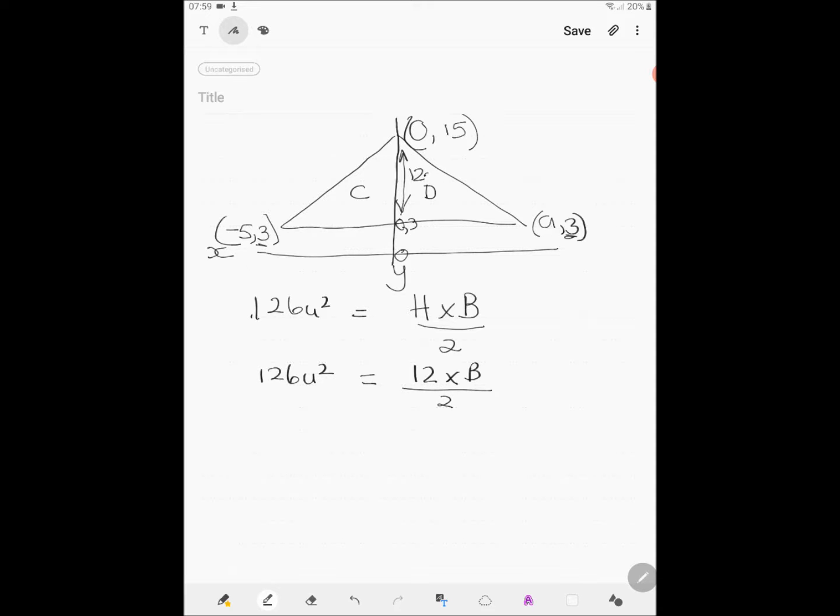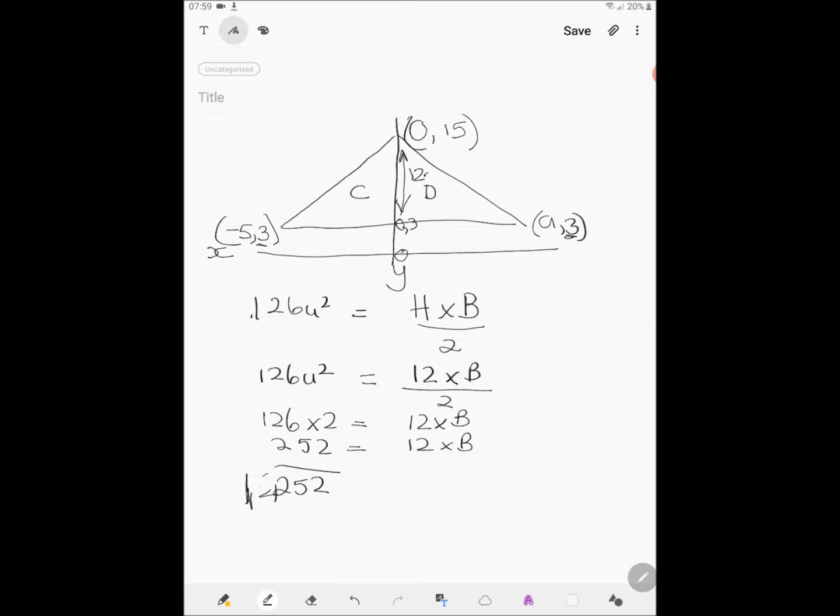So 126 multiplied by 2 would equal 12 times b. 126 multiplied by 2 is 252. 252 is the same as 12 times b. Okay, now I've got to keep using the inverse because I've got to find out what b is. So instead of it being multiply on this side, I'm going to do it as divide on this side. So I'm going to say 252 divided by 12.